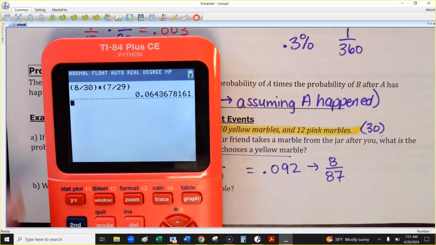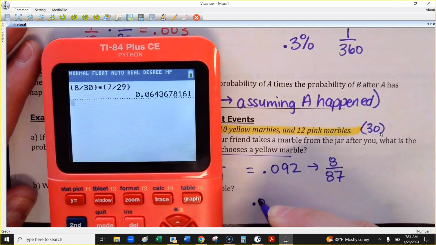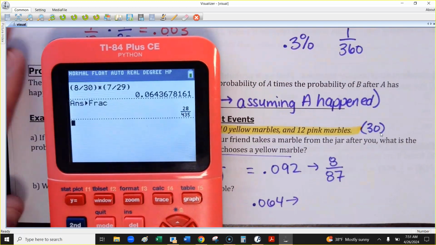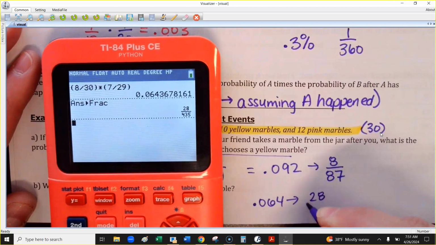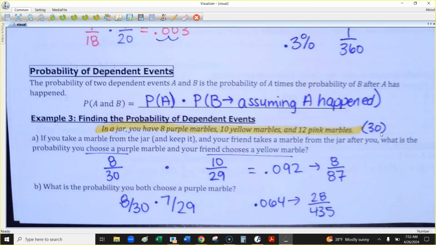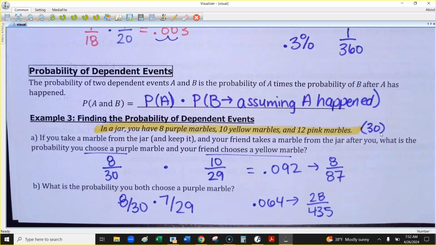All right, so this guy's like 0.064 to 3 decimal places. If you want to do a fraction, we're going to do 28/435. Is anybody having a question? Okay.